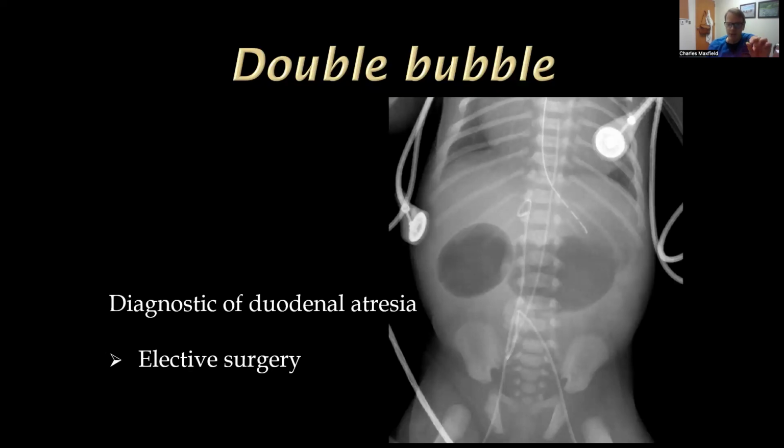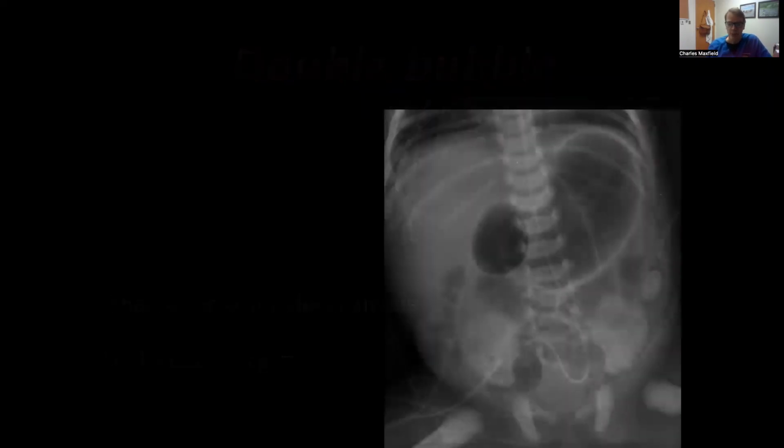For a double bubble, a duodenal atresia, elective surgery is recommended. It's not emergent. It's often associated with congenital heart disease, so it gives you a chance to be careful, do a careful workup, and get the child ready for elective surgery. And in this talk, I'm going to distinguish between elective and emergent surgery. Elective just means you can do it tomorrow, the next day, the day after that. Emergent surgery means right now, this child is on the clock and needs to go to the operating room.